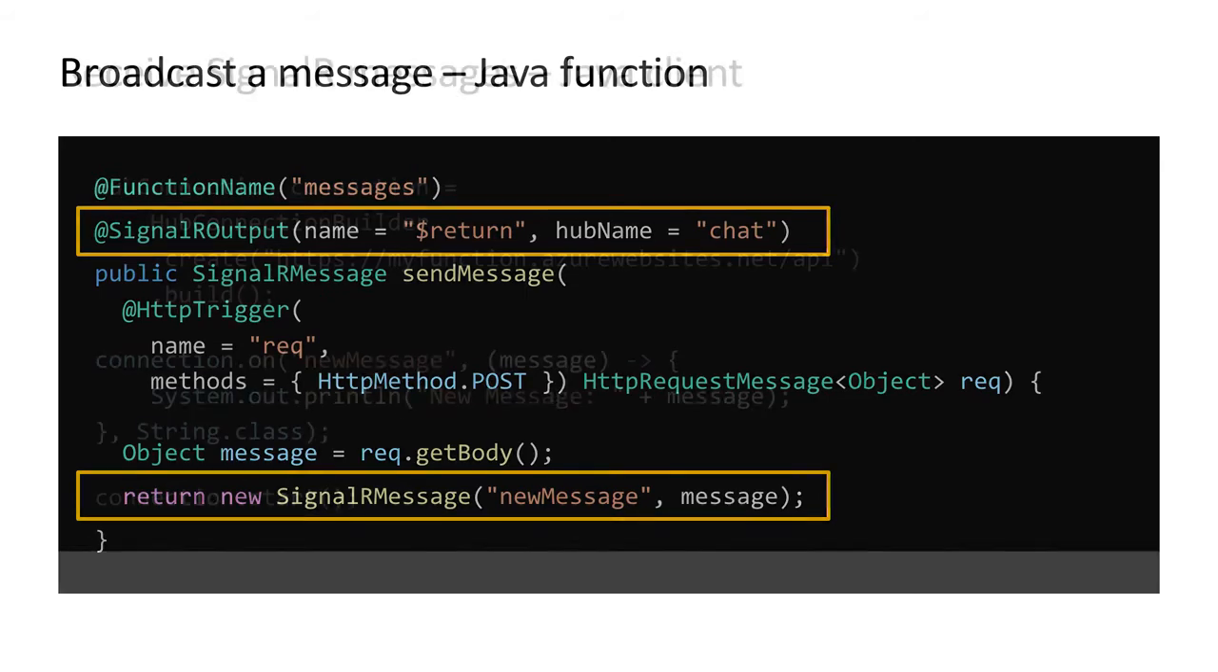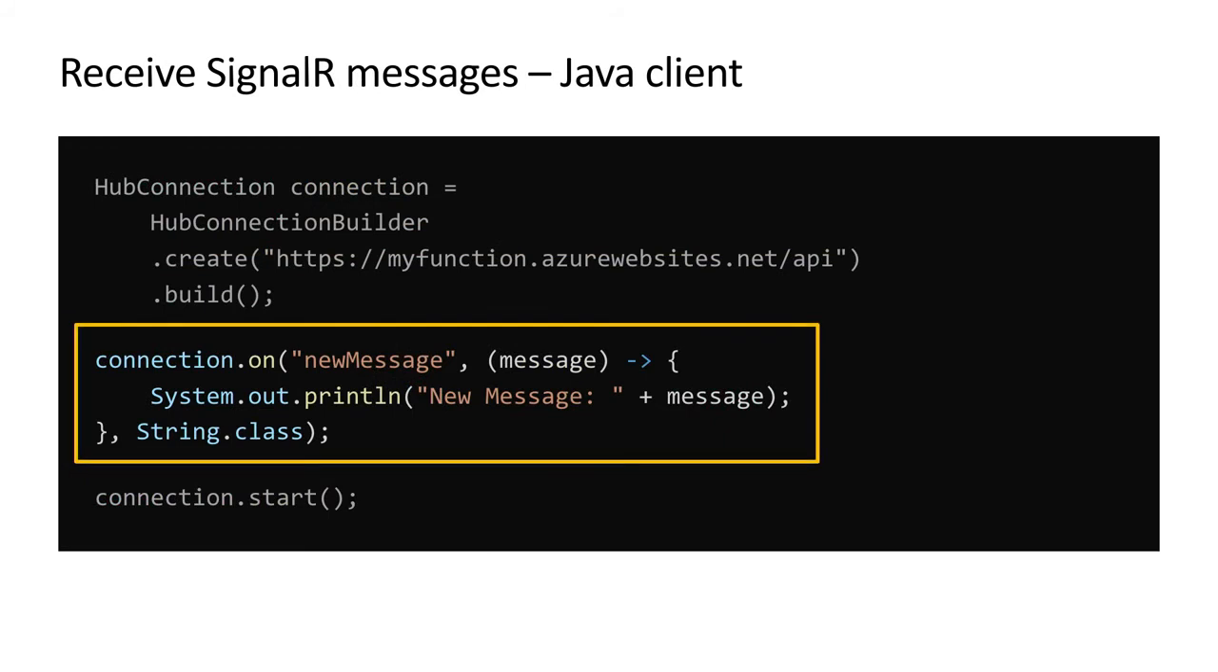Pretty simple. And then on the client side, at the top and the bottom is the code that we saw before to make the connection. So before we call start, we want to set up a bunch of event handlers. So this new message is an event that I'm sending from the service. And we just have to react to it. In this case, I'm just printing it out.